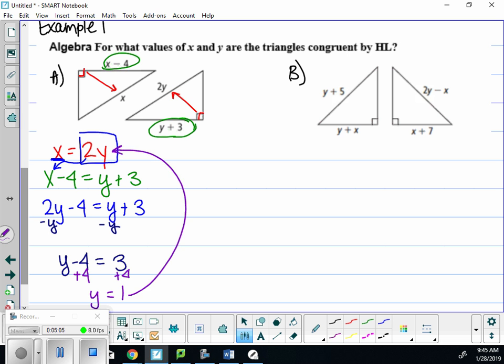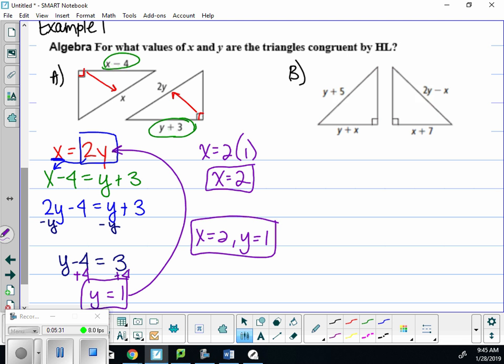Plug that back in up here. x equals 2 times whatever y equals, which is 1, so x equals 2. So the values for x and y that make these triangles congruent by HL are x equals 2 and y equals 1. If you want to write them in the same place, you can. If you just want to square them off where they are, that's fine too.